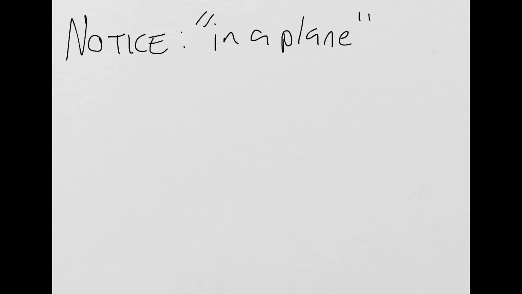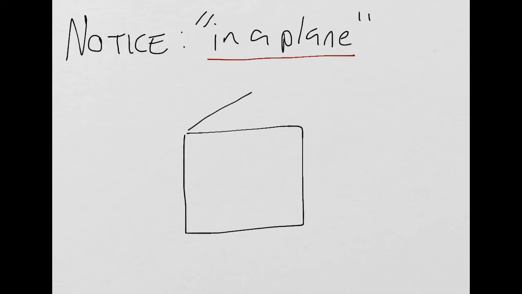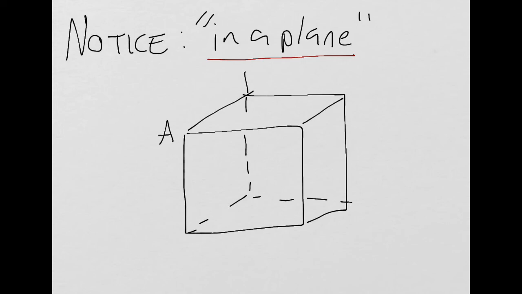So something to notice in our theorem 3-10, it uses the words in a plane. The reason that's important is because if they're not in a plane, then this theorem actually doesn't apply. So let's take a look at an example of a cube here. Let's say we're talking about segment AB and segment CD here. So these guys are parallel. And then let's also talk about segment AE here.